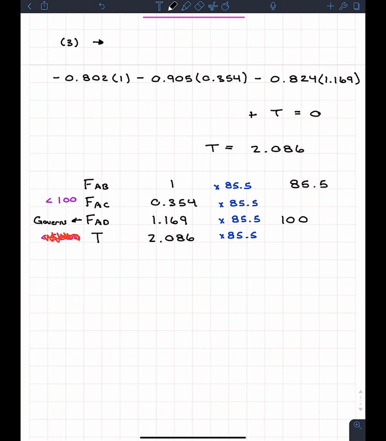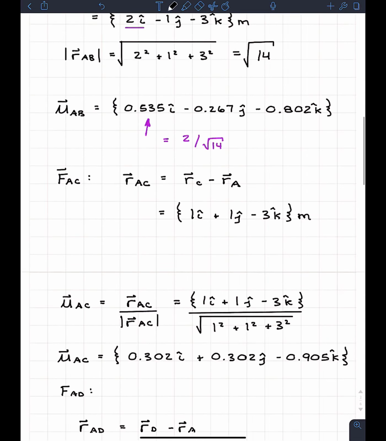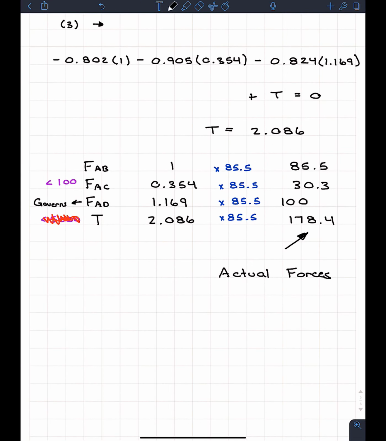0.35354 times 85.5, that's going to be 30.3. And finally, the bottom one times 85.5, that's going to be 178.4. So these are my actual forces. And how do I know they're correct? Well, one of them is exactly 100, which is what we want in the question. The maximum force is 100. We found the scenario where one of those forces is exactly 100. So all those forces in the cables we already found.